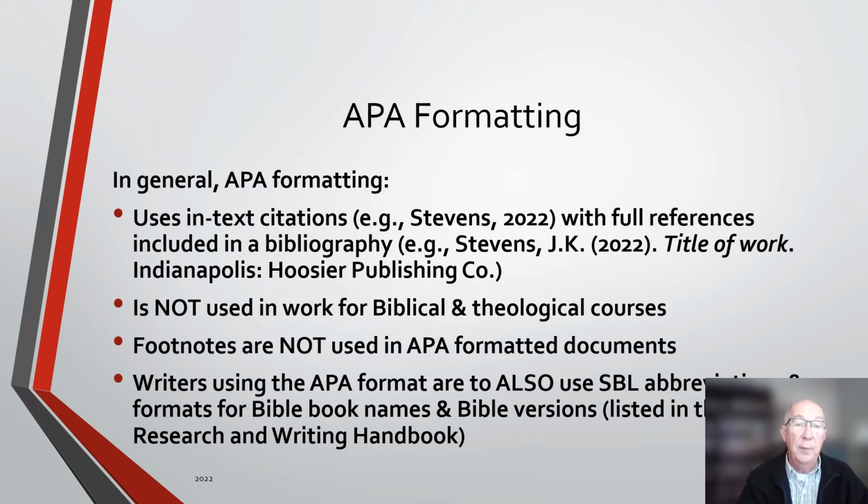In other words, in APA formatting, you put your citations in the text in parentheses or in other formats, and we'll give you examples for those. And then everything else goes in the bibliography. Writers using the APA format are also to use SBL abbreviations when it comes to Bible book names and Bible versions. Now, we don't have all that information out yet, but that information, I believe, is on Moodle as I think about it. And these are listed in the TCM Research and Writing Handbook that's coming to you. But in the meantime, those abbreviations, you'll find those in Moodle.